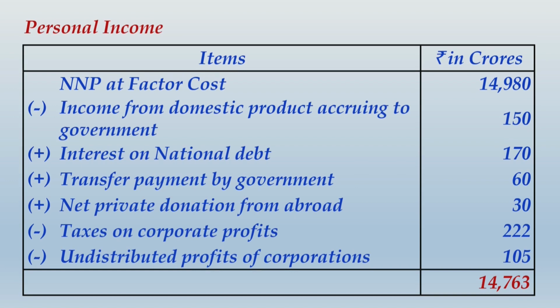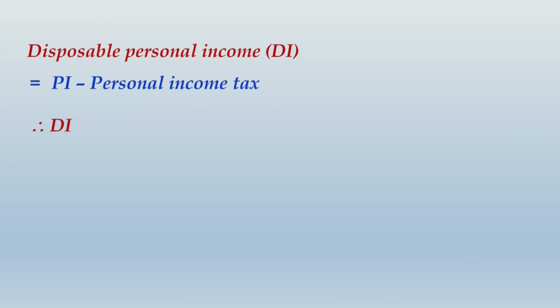Alright friends, once you have completed writing the calculations up to this personal income of 14,763, moving forward we compute disposable personal income just by one small adjustment, that is from personal income you subtract the personal income taxes and you get the final answer as 14,663 crores. So please write up this one line calculation, and that will be end of this solution as well as end of this session.